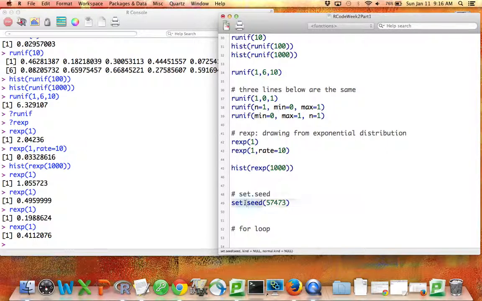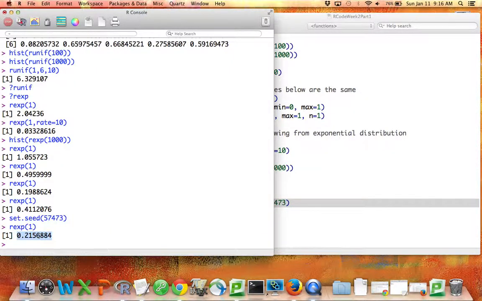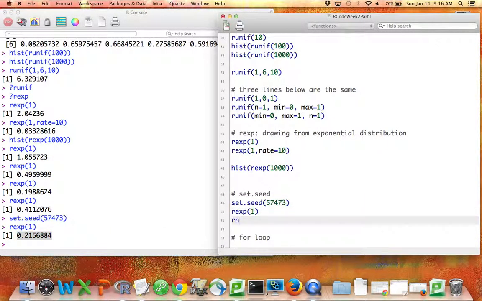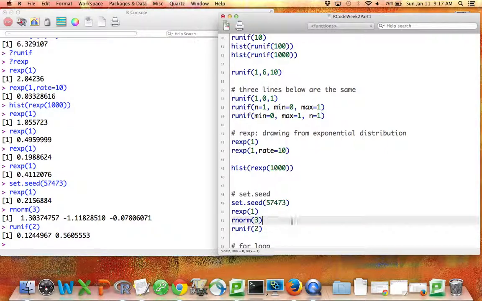Every time you begin your code with set.seed, anything that follows that draws random numbers will do exactly the same thing. So if I put this rexp 1 command here, and I run these two lines together, first I'm setting the seed, and then I'm drawing one exponential. And perhaps after I do that, I want to draw three normals. Okay, there's three normals. Right? And after that, maybe I want to draw two uniforms. Okay? Now, here's what's neat.